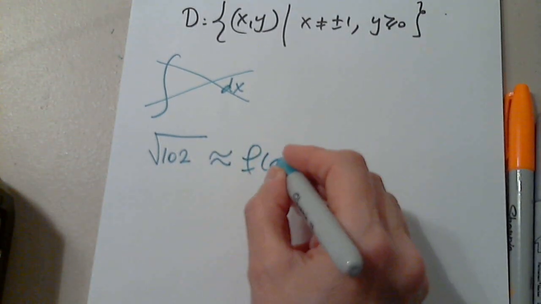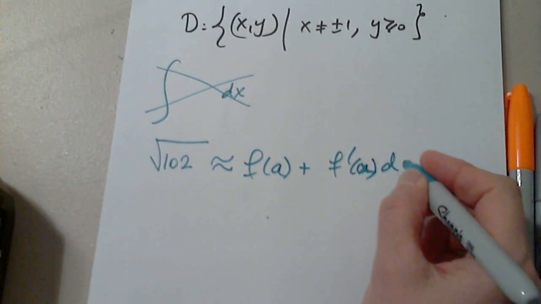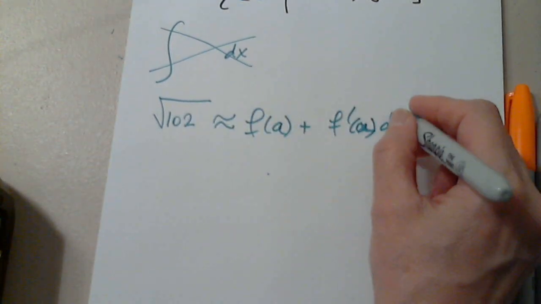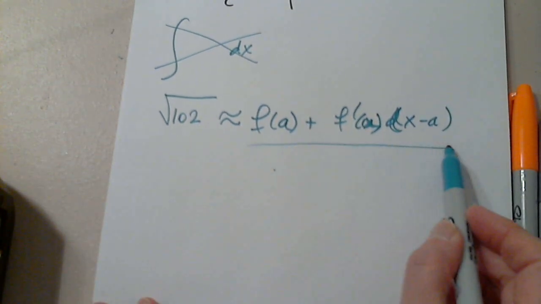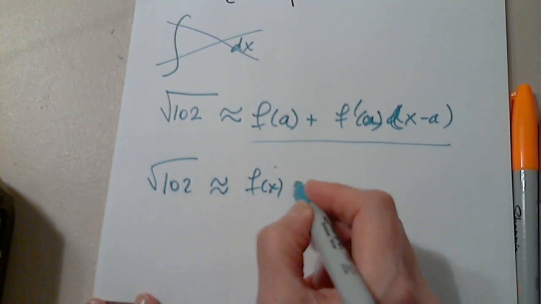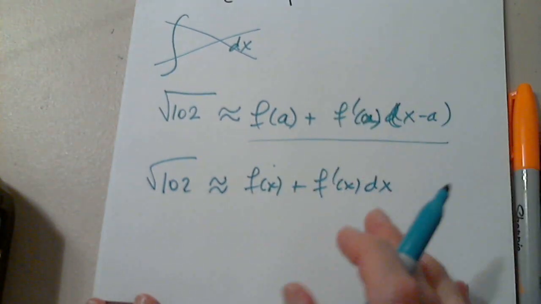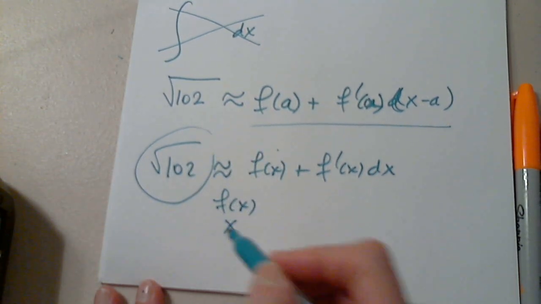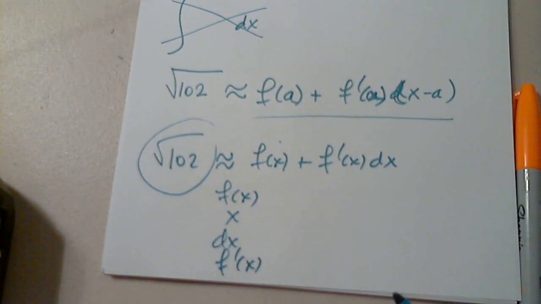This is f of a plus f prime of a times x minus a. But better the one that we discussed in class. This is correct. So the square root of 102 is approximately f of x plus f prime of x dx. They are the same. Here I have to find f of x, I have to find x, and I have to find dx. And of course I also have to find f prime of x.